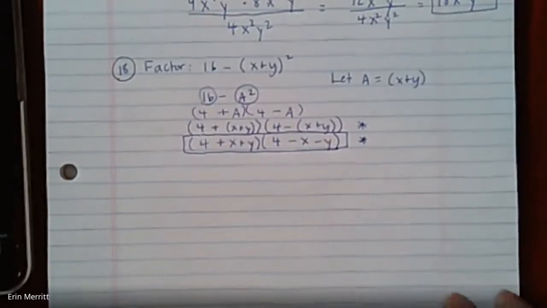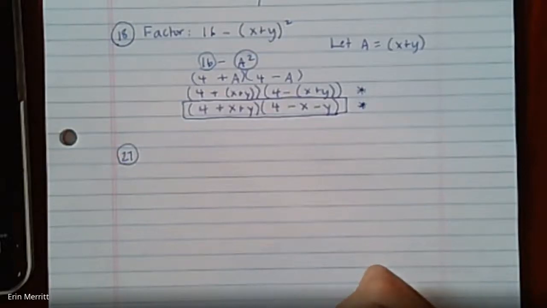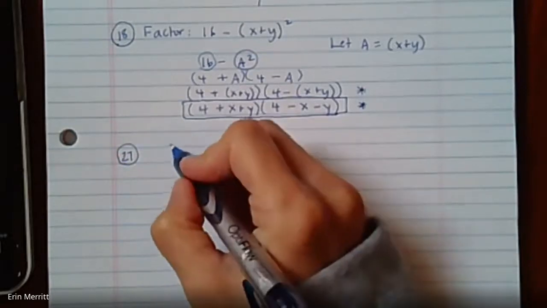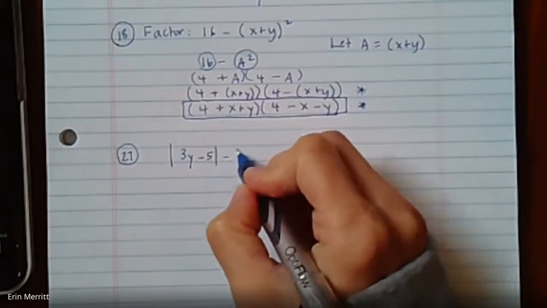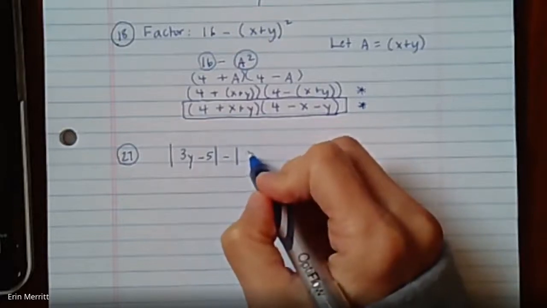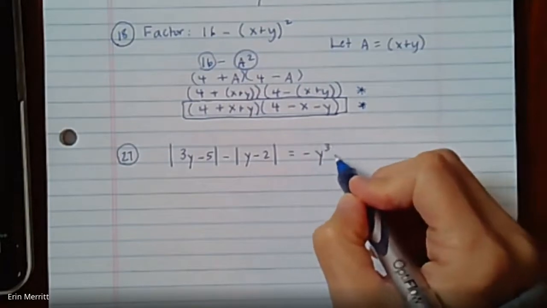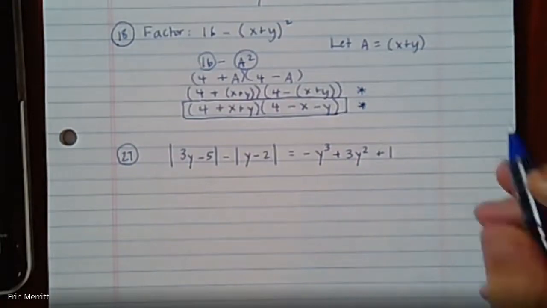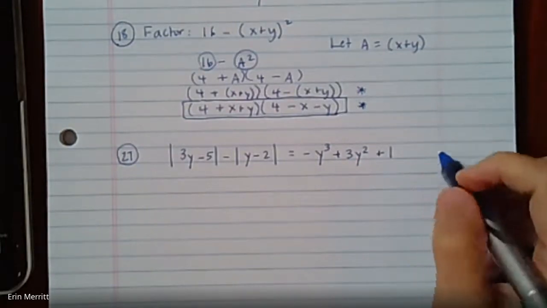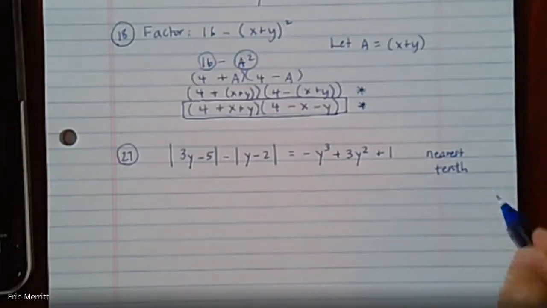All right, last question that we're going to do as a little warm up here is number 27. And the reason being that I feel like every year people ask me, how the heck am I supposed to do this question? So let me tell you. We got absolute value of 3y minus 5, and then minus the absolute value of y minus 2, and then equals negative y cubed plus 3y squared plus 1. Now the directions say solve and round your answers to the nearest tenth. So right there is kind of a hint that the answers aren't going to come out nice.